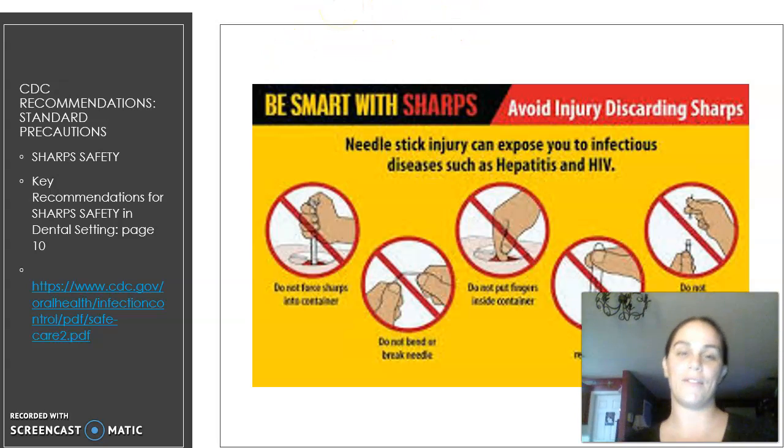This right here, we have our picture. Be smart with sharps. Avoid injury while discarding your sharps. Just be aware that a needle stick can expose you to infectious diseases such as hepatitis and HIV.